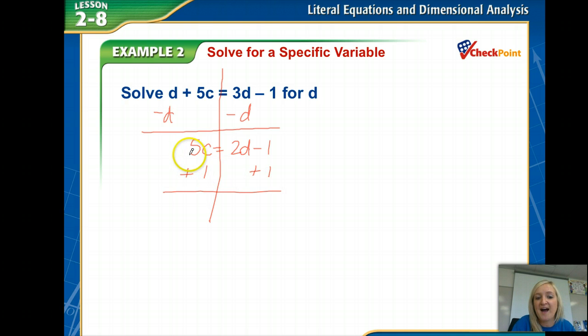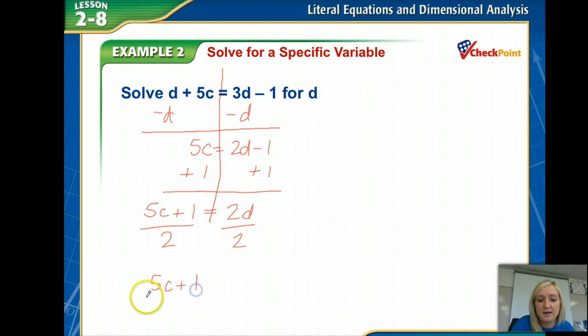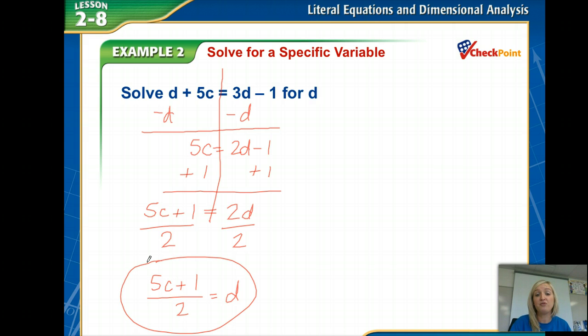Again, a reminder, 5c plus 1 is not 6c. It is 5c plus 1. They are terms that we cannot combine. And I have 2d left on this side. If I have to solve for d, I'm going to divide both sides by 2. And my answer, 5c plus 1 divided by 2 equals d. Hopefully you got the same answer as I did.